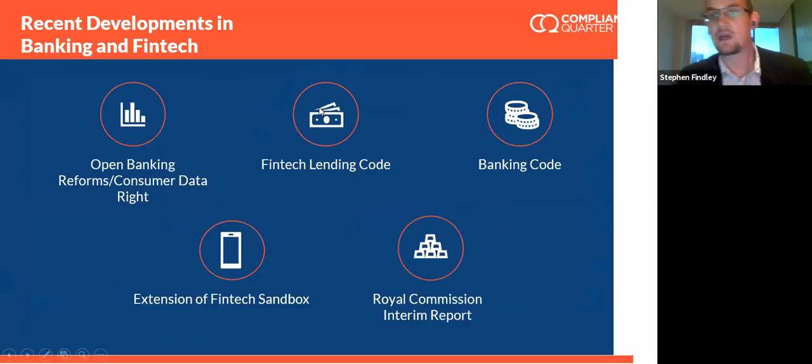first things first, there's been a lot of regulatory work in the business and lending sector over the past 5 years or so. One of the major things, probably the biggest development that's coming into force at the moment and into next year, is the open banking reforms, otherwise known as the consumer data right.